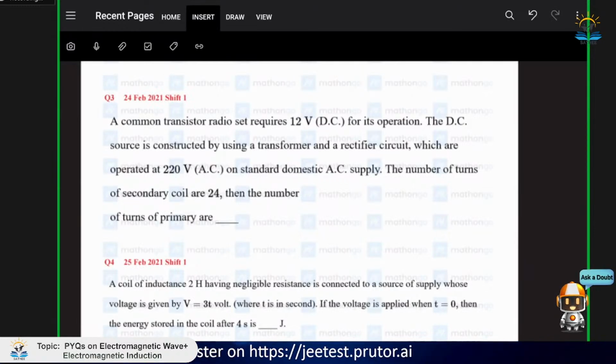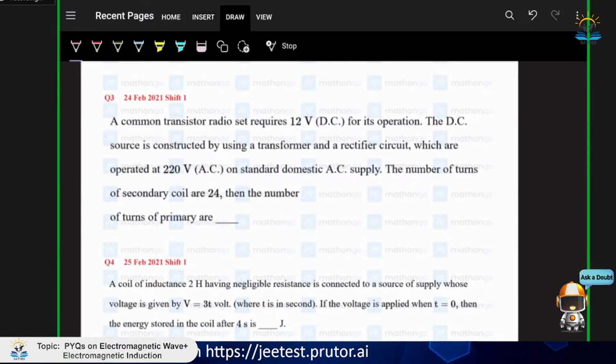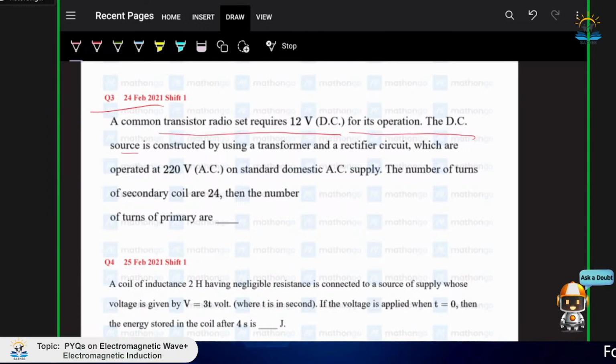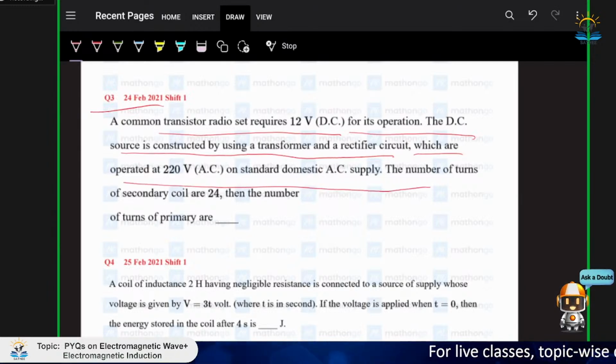Let's solve question number 3. A common transistor radio set requires 12 volt DC for its operation. The DC is constructed by using a transformer and a rectifier circuit, which are operated at 220 volt AC on standard domestic AC supply. The number of turns of secondary coil are 24. Number of turns of primary coil.